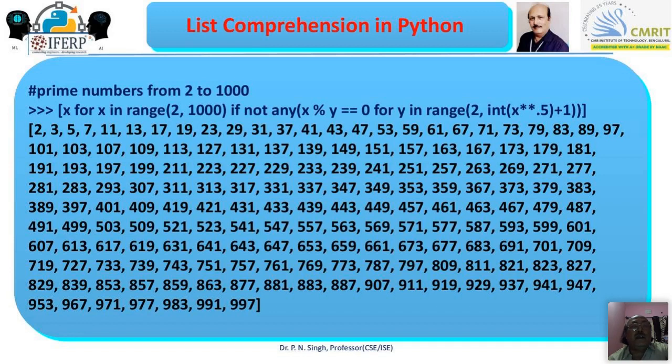Now finally the any or all clause will work. If the number is divided by y, then it is not a prime number, and y is ranging from 2 to the square root of x. There is no need to check how many factors a number has. If the number is divisible only by one and itself, it is a prime number. So we do not have to check up to the last. Starting from 2 to the square root of the number, if it is not divisible, it is a prime number. So it is displaying next.